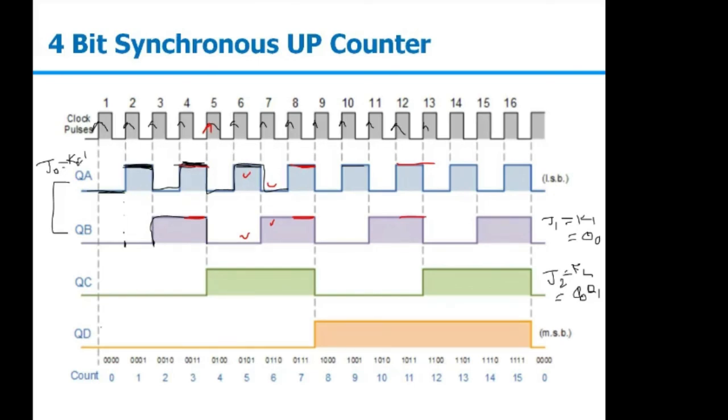Talking about the QD value, when will the toggle happen on QD? When QA, QB, QC all three are 1. In which case do we have all three as 1? At the 9th clock pulse, here and here. That's why the toggle operation is performed at the 9th clock and then here at the 16th clock.